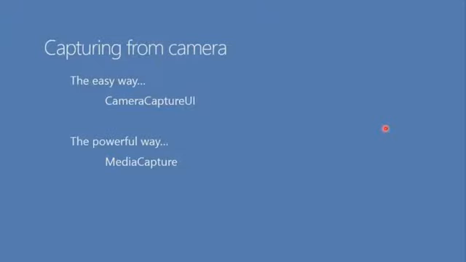So there's that way. The easy way is using an API in the Windows WinRT namespace called Camera Capture UI. And the more powerful and feature-rich way of capturing media is by using Media Capture. That's another API where you have to do more configuration, but then you have that power that I'm mentioning.